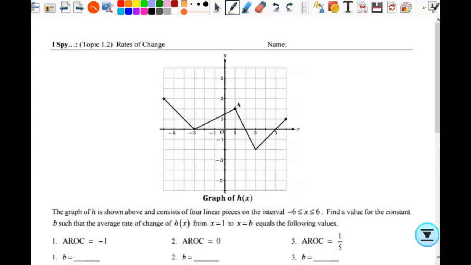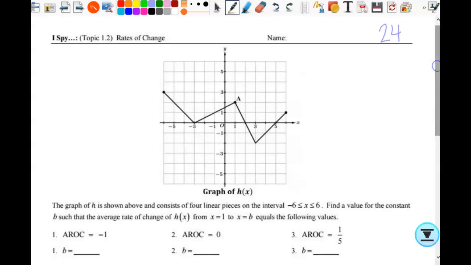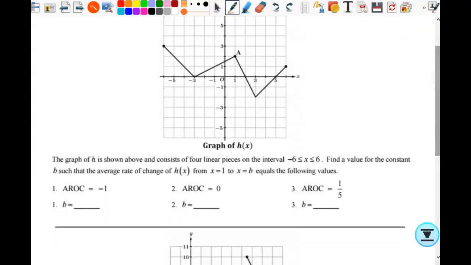All right, so we can just put, page is going to go on page 24 when we're done. So let's look at this. Still talking about rates of change. Don't need broken glass in our room. Good over there? All right.